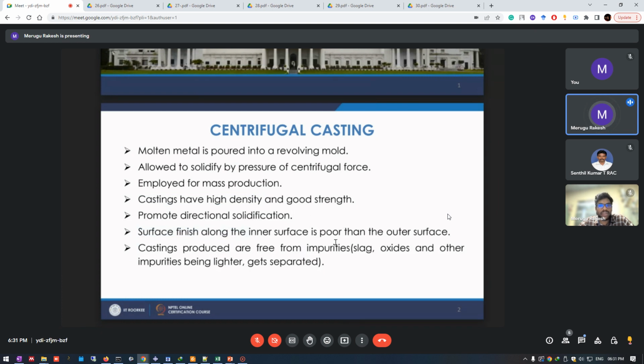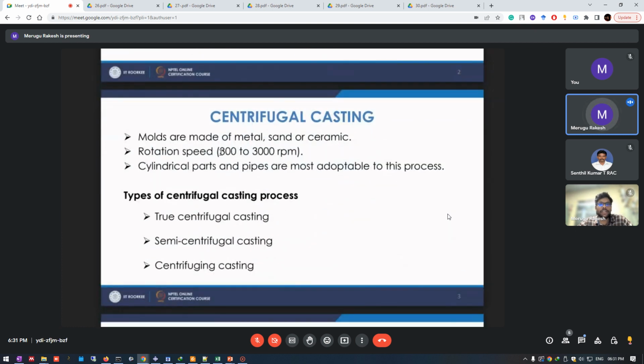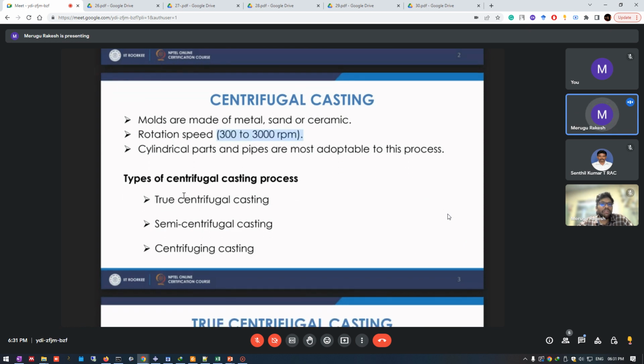Castings produced are free from impurities. So slag, oxides, everything will get separated and collect at the center due to that centrifugal action. Generally we use 300 to 3000 RPM. So we have different types: true, semi, and centrifuging casting.